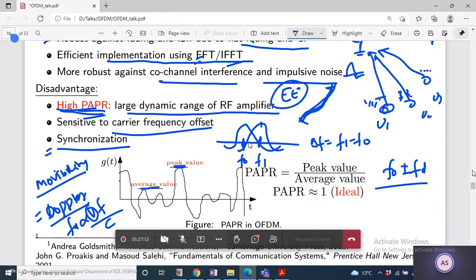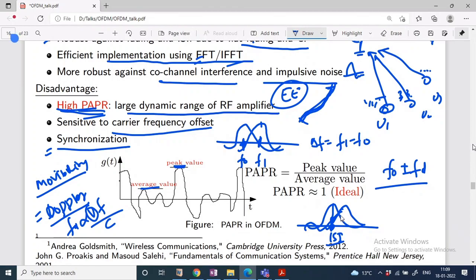So what will happen at the receiver? Earlier you could see the contribution of the second carrier was 0. Now you have a non-zero contribution from the second carrier. That means the impact of other carriers, due to the offset, produces interference. This is called ICI, inter-carrier interference. So that can happen, and we need to take care of it.